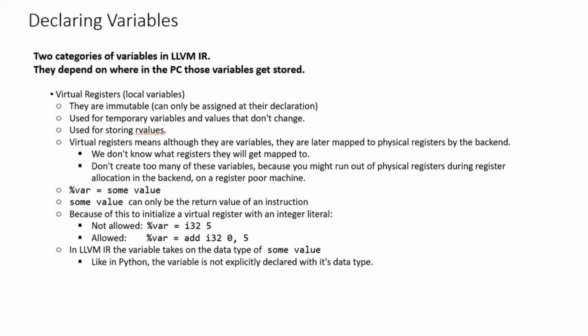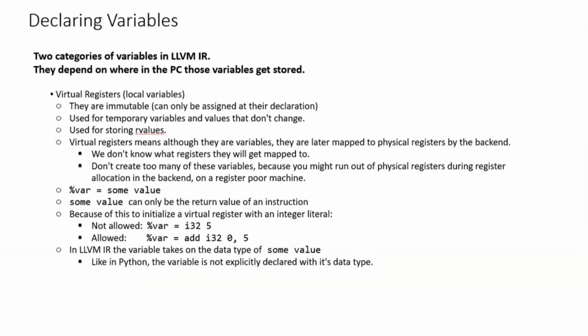And the syntax for specifying a register variable, you just have %, then the name of the variable, and then some value. So some value can only be the return value of an instruction. So this is another common thing that really trips beginners up.